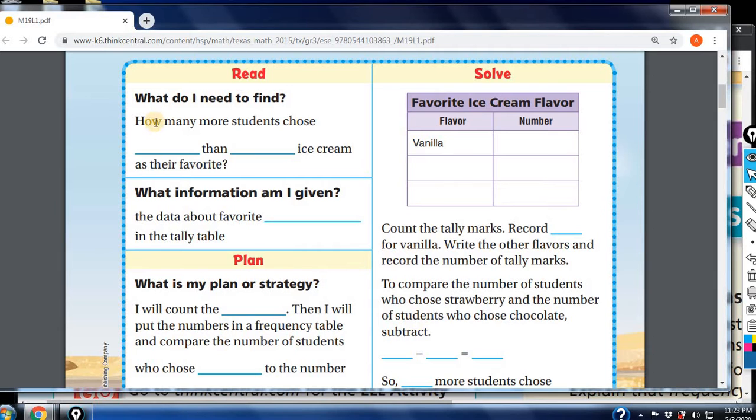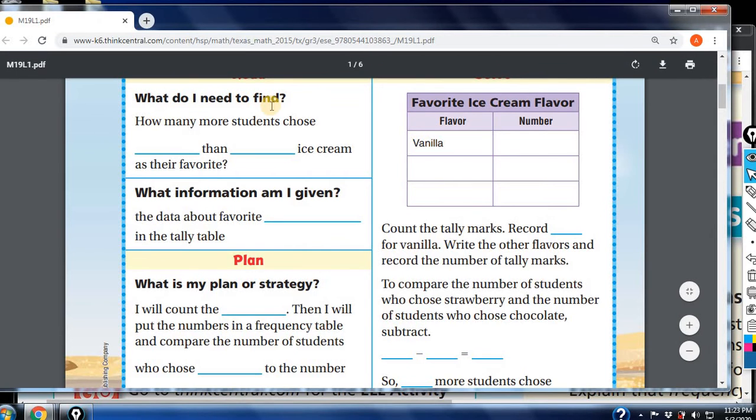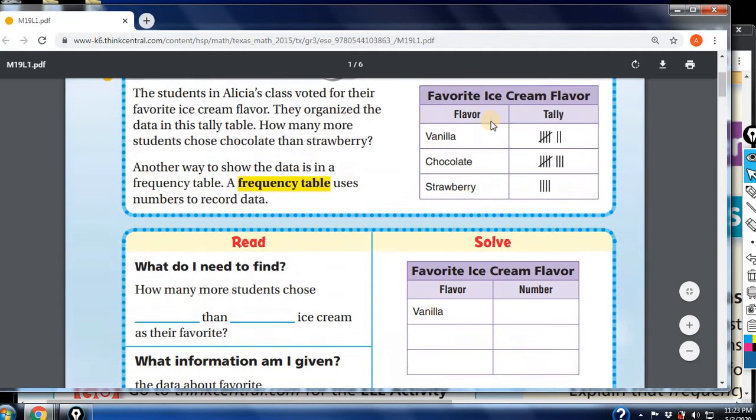Okay, so what do I need to find first? How many more students chose chocolate than strawberry ice cream as their favorite? What information am I given? I'm given data about their favorite what? Favorite ice cream flavors in the tally table. So that's the data they're giving you right here.